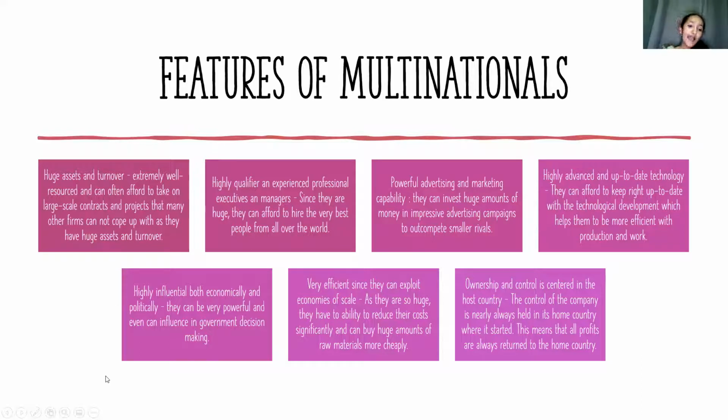Next, highly influential both economically and politically. They can be very powerful and can even influence government decision making. Very efficient since they can exploit economies of scale. As they are so huge, they have the ability to reduce their costs significantly and can buy huge amounts of raw materials more cheaply.